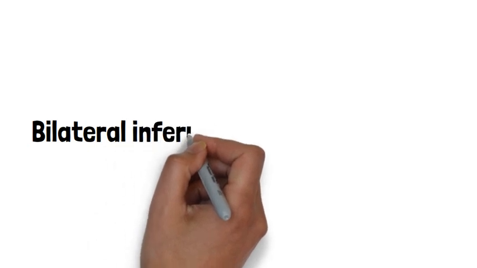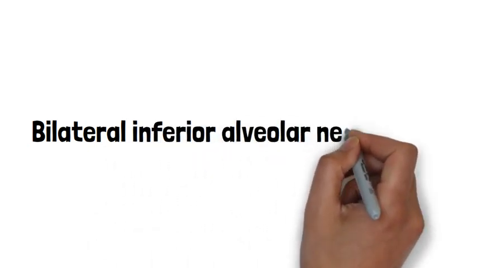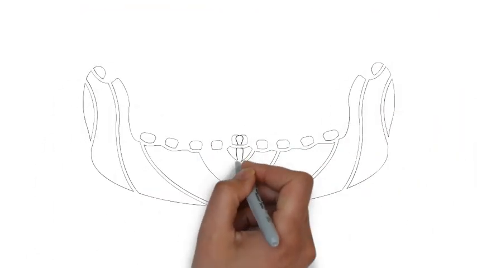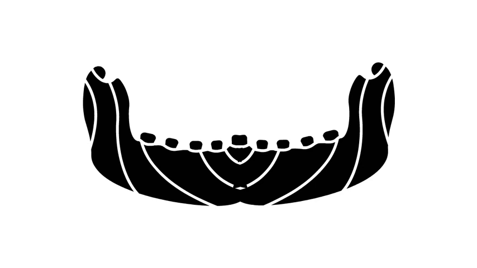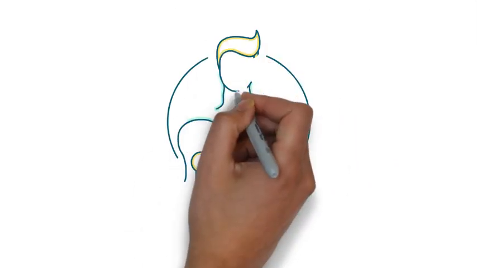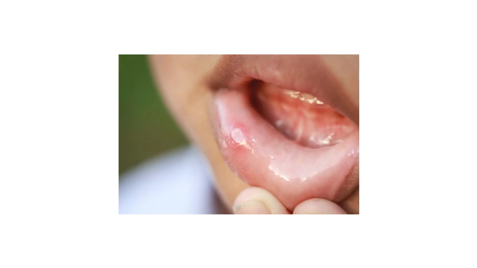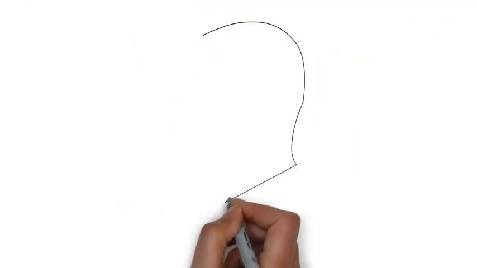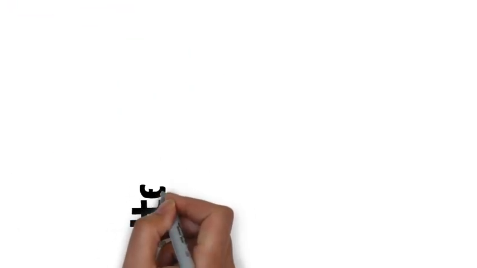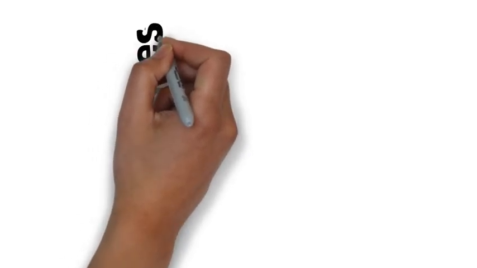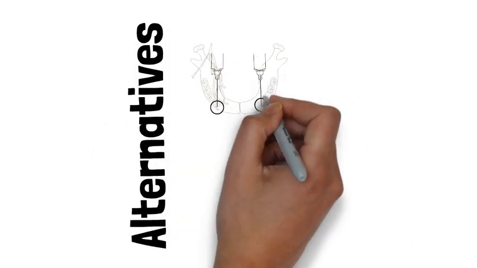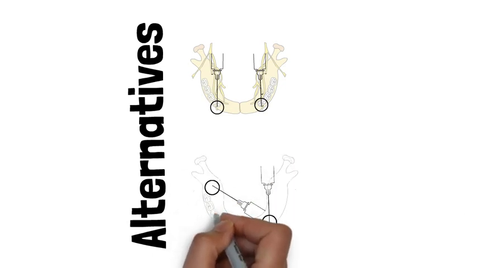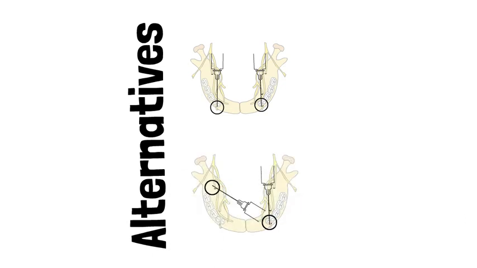The last piece of information is about bilateral inferior alveolar nerve block. It is very rarely indicated, like in bilateral mandibular surgical procedures. The problem in bilateral inferior alveolar nerve block is the patient feels unable to swallow. Self-inflicted injury to the tongue and lips can occur. Speaking ability will be compromised for the duration of local anesthetic effect. Alternatives to the bilateral inferior alveolar nerve block can be bilateral incisive nerve block or one-side inferior alveolar nerve block and one-side incisive nerve block.